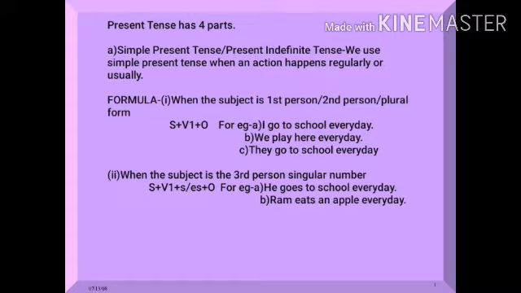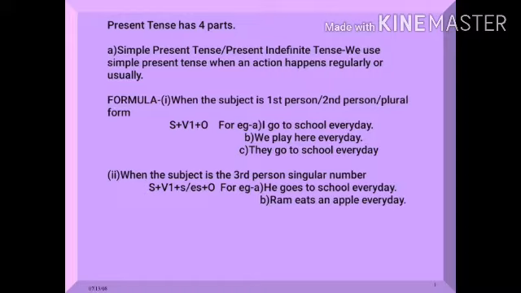So the formula is subject plus V1 plus either S or ES plus object. For example, you can see I have written he goes to school every day. Here he is the subject, then go is the V1. With go I have added ES because we all know that with third person singular number we have to add S or ES with the verb, with the V1, plus to school, it is the object, and every day is the time. Similarly, number B, Ram eats an apple every day.